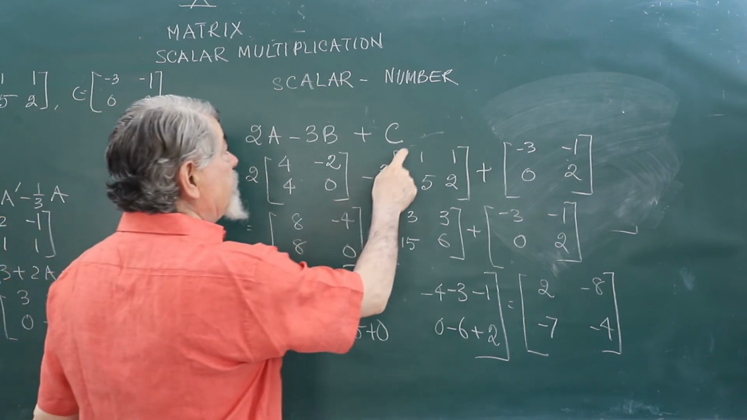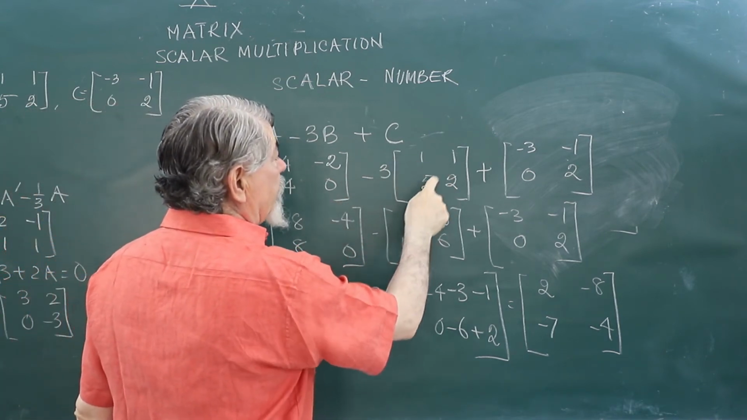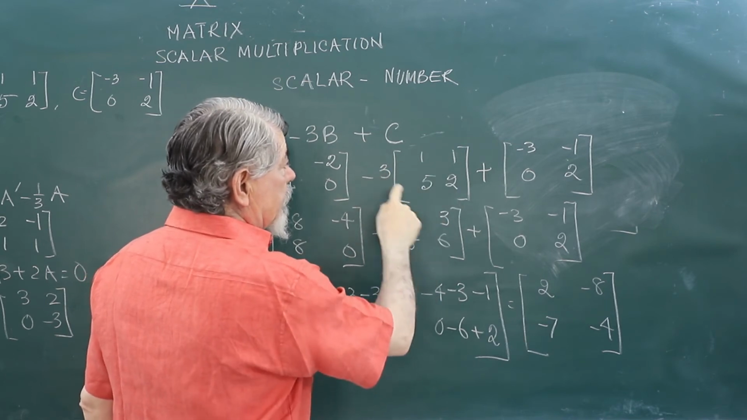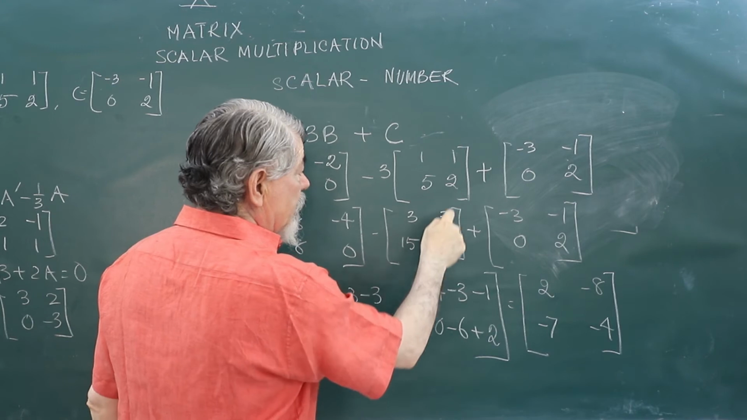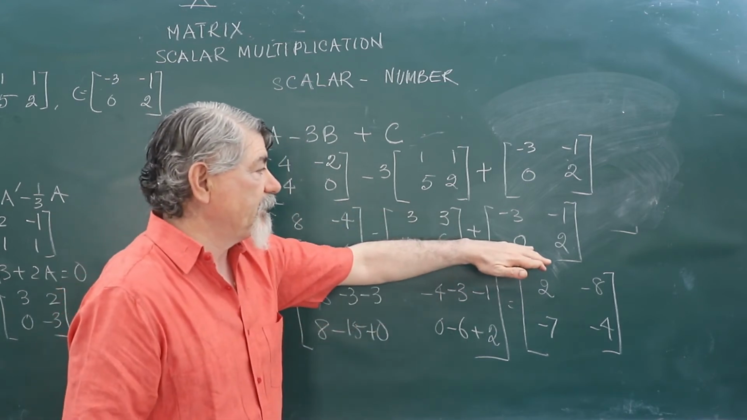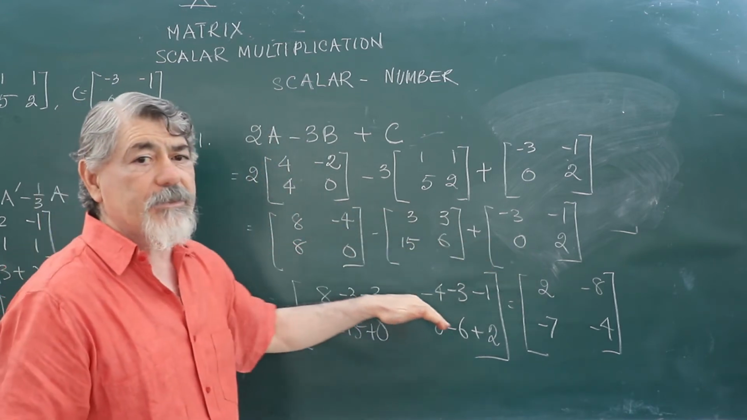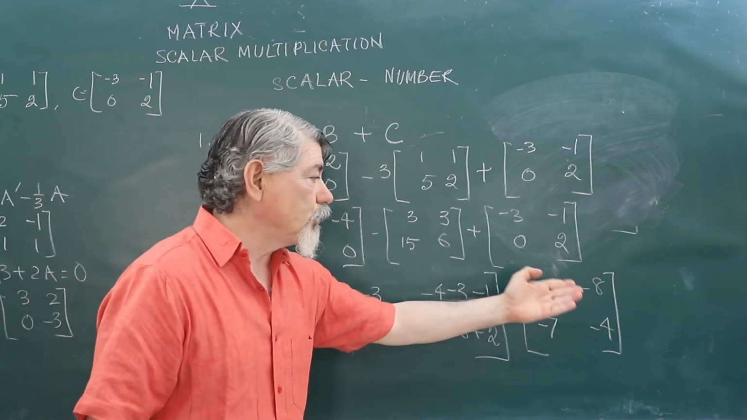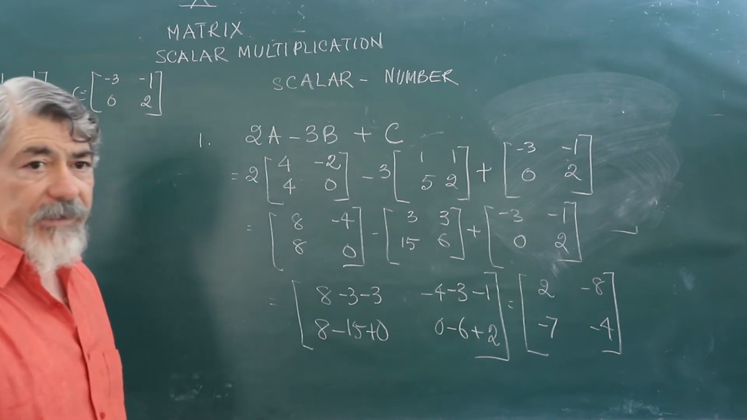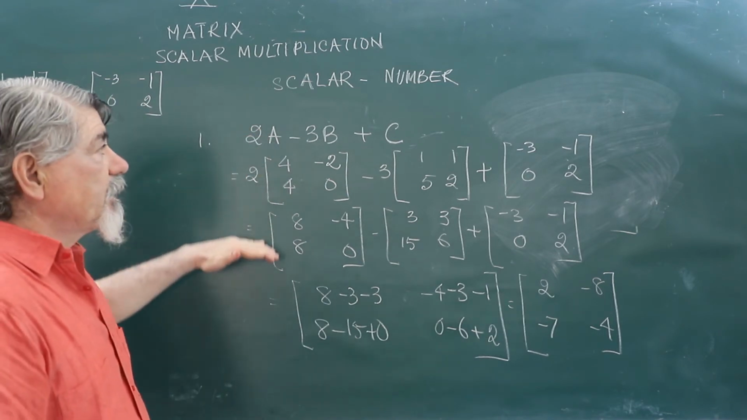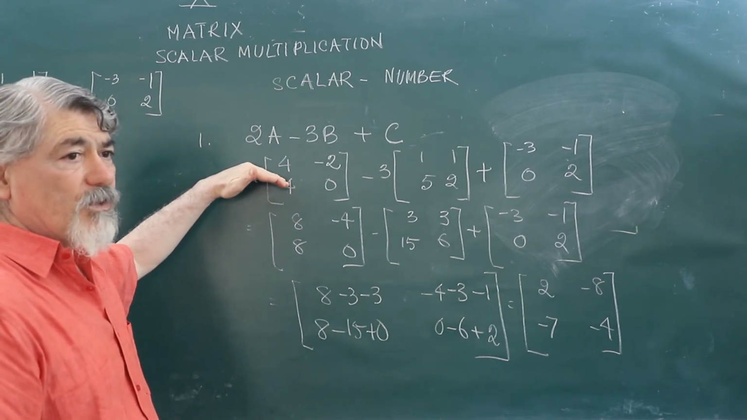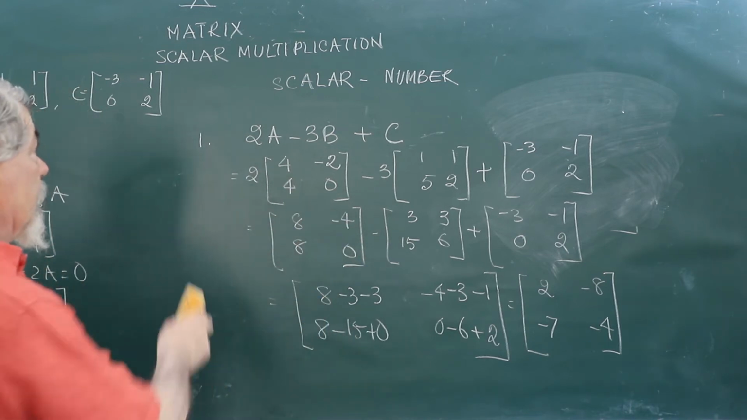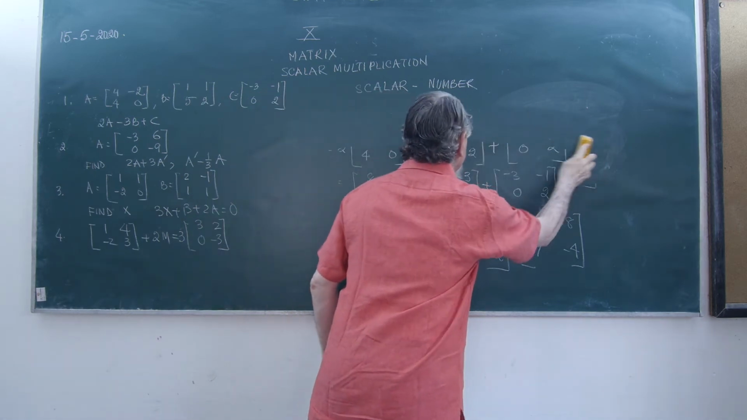Then minus 3B. So B is 1, 1, 5, 2, it will be multiplied by 3. 3 1s are 3, 3 1s are 3, 3 5s are 15, 3 2s are 6. And there was no multiplication here. Then we added and subtracted accordingly and we got the final matrix as 2, minus 8, minus 7, minus 4. So this is the complete process where we multiply, and we do the addition and subtraction also. Let us see the next question.